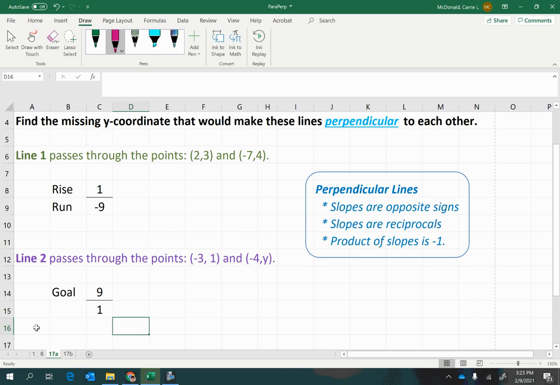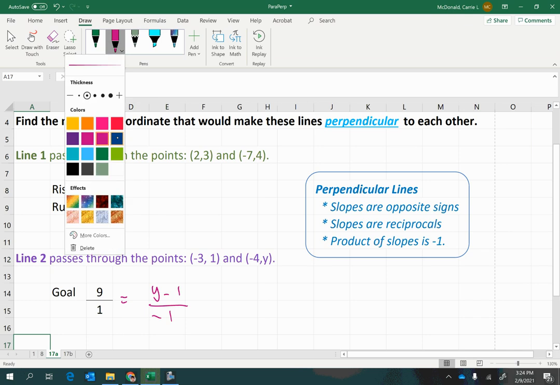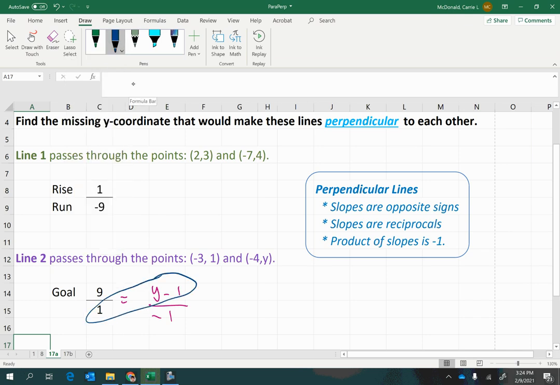Okay, that's my goal. And once again, I'm going to be writing it out equal to y minus 1 over negative 4 minus negative 3. And remember that became a plus 3. We had negative 4 plus 3 is negative 1. So we have this. And once again, we are going to cross multiply to solve for y. We just had a different goal this time, right? So now we have 1 times y minus 1 is equal to negative 9. Of course, when you distribute the 1, it doesn't change the left side.